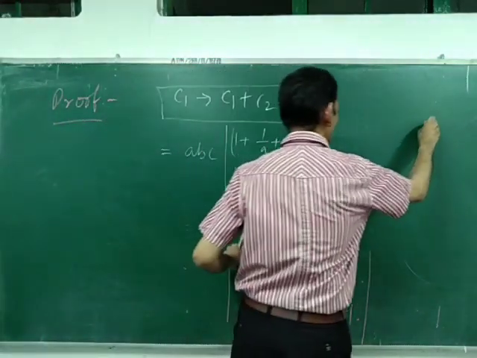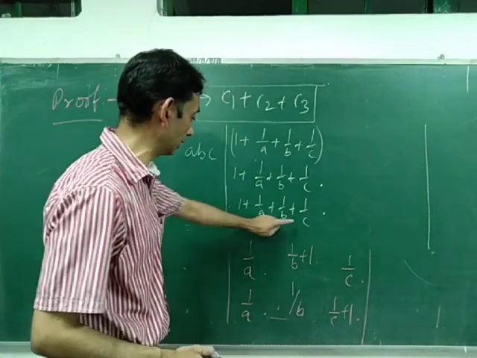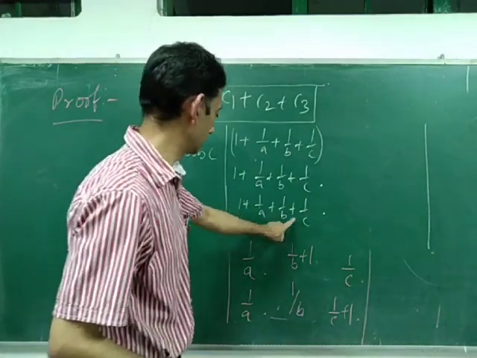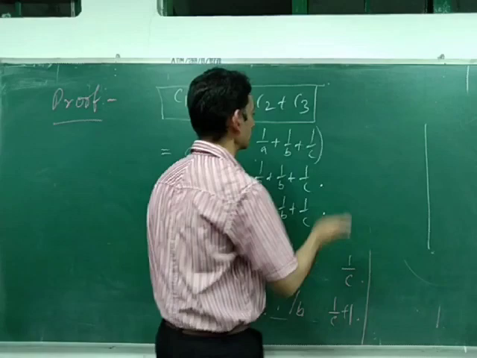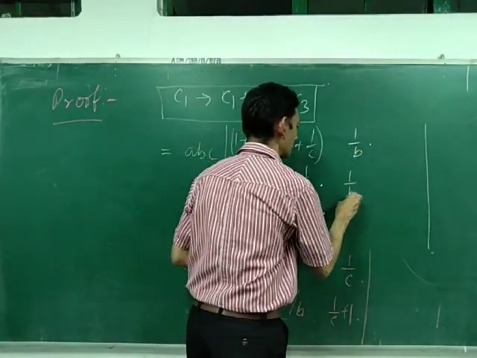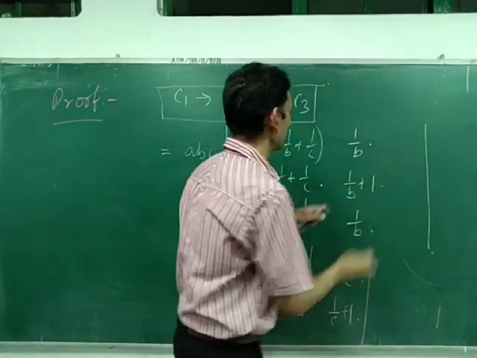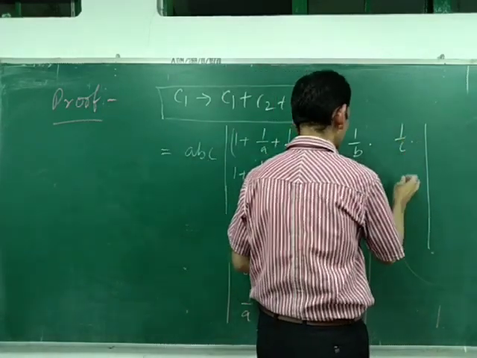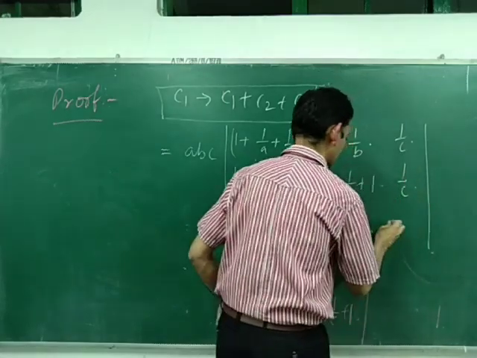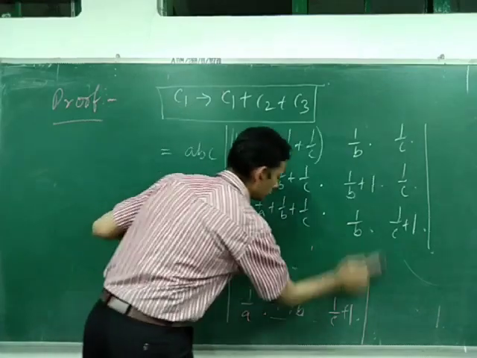Okay? Column 2 positions, you have not changed anything. So what were the column 3 positions? Here it was B, you have taken 1 common, so it will be 1 by B in these positions, and it will be 1 by B plus 1, and this will be 1 by B. Here it was 1 by C, and it is 1 by C, and this is 1 by C plus 1. Yes, these are the elements left out.